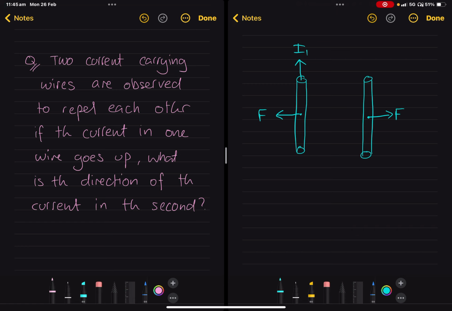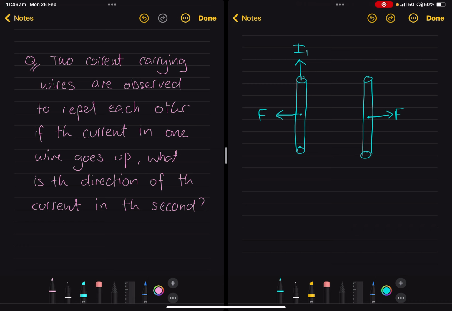Well, there's a few different ways to do this. You can think about how forces are produced and then use your right hand rule, or you can have memorized the two different orientations. So if you're doing this from memory, you'll say if the currents are in the same direction, they attract; if they're in opposite directions, they repel, and immediately you can calculate that it has to be the opposite direction.